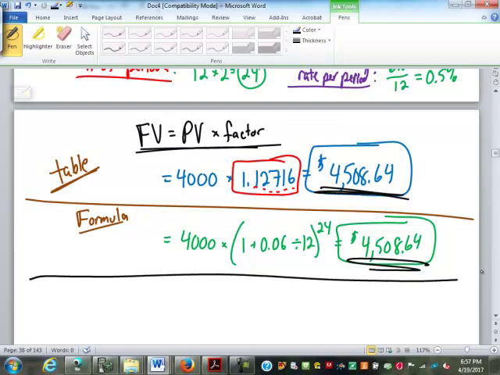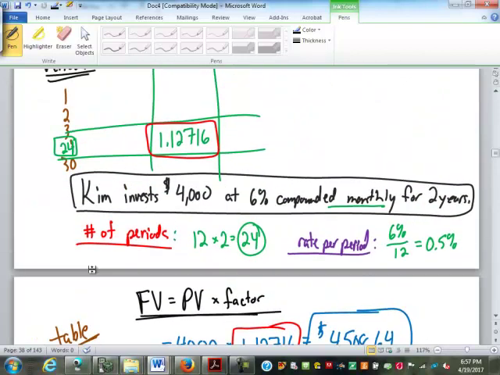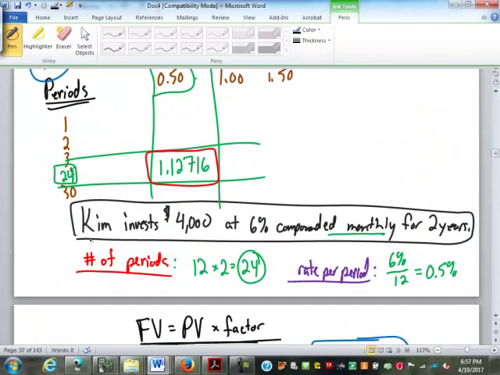In MyMathLab, many of the problems will ask you to do the table. At the end of the problem, you see the problem listed out here, and there's going to be a little icon that almost looks like a calendar. You click on that, and it'll pull up the table for you in MyMathLab.